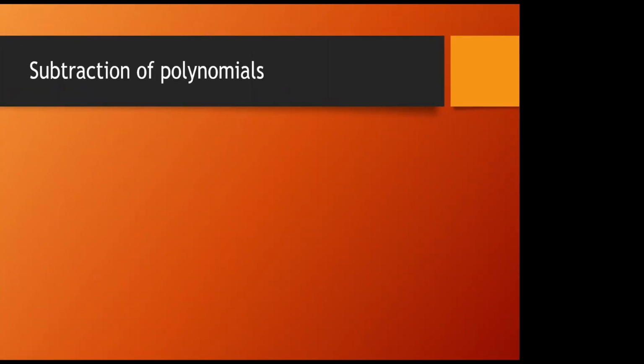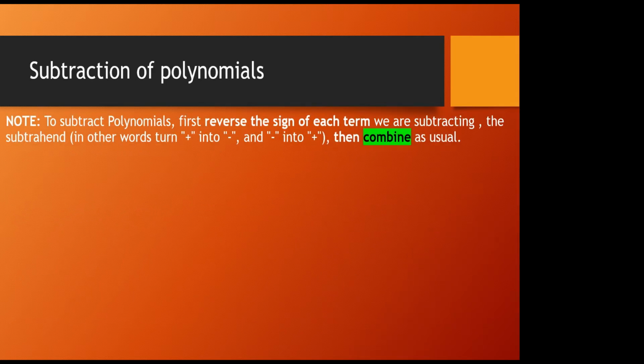Subtraction of polynomials is also important in solving word problems involving polynomials. And remember this, to subtract polynomials, first reverse the sign of each term we are subtracting. In other words, we will reverse the sign of the subtrahend. We will turn positive into negative and negative into positive, then combine as usual.